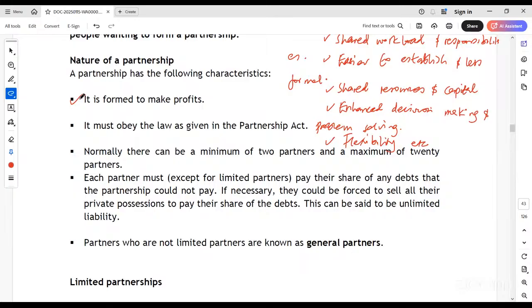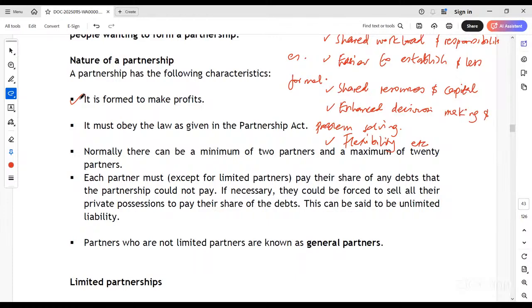Normally, there can be a minimum of 2 and a maximum of 20 partners. Each partner must pay their share of any debts that the partnership could not pay. If necessary, they could be forced to sell all their private possessions to pay their share of the debts. This can be said to be unlimited liability. So in a partnership, there is unlimited liability.